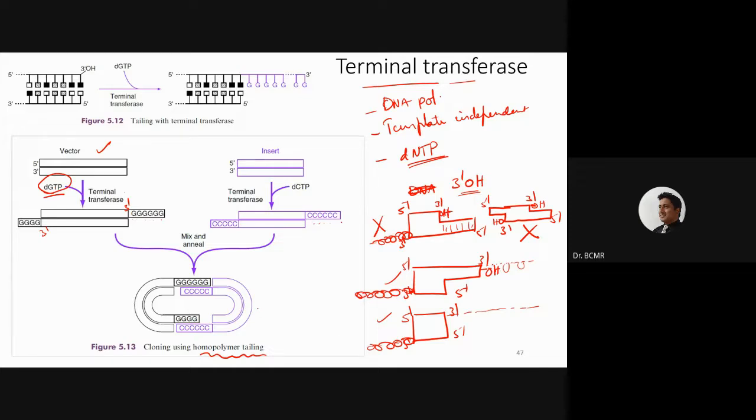Okay, and then this can be transformed. And when they polymerize hundreds of bases, there are enough hydrogen bonds, and upon transformation, it could be repaired and the cloning is done, or recombinant DNA is formed.